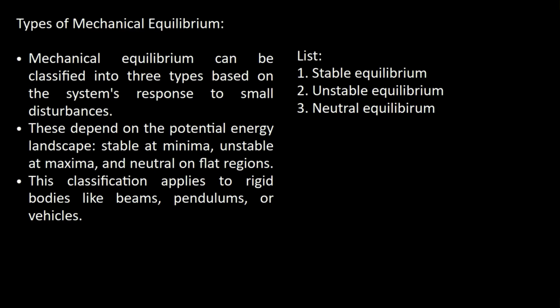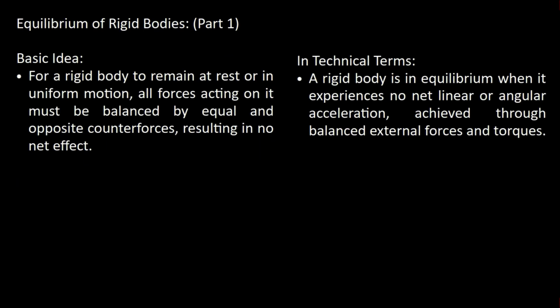Now, types of mechanical equilibrium. Mechanical equilibrium can be classified into 3 types based on the system's response to a small disturbance. These depend on the potential energy landscape: stable at minima, unstable at maxima, and neutral on a flat region. This classification applies to rigid bodies like a beam, pendulum, or vehicle. The list is stable equilibrium, unstable equilibrium, and neutral equilibrium. We'll learn about this in detail. For now, we just got introduced to the idea of equilibrium, which combines not only rotational but also translational equilibrium.